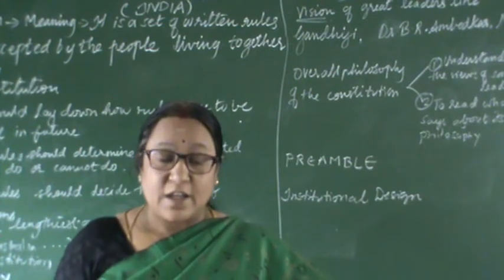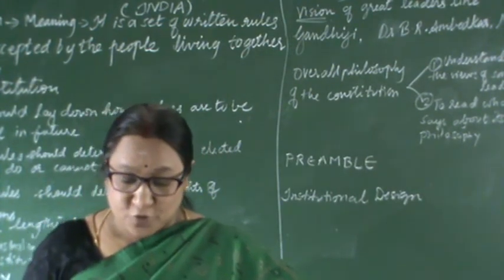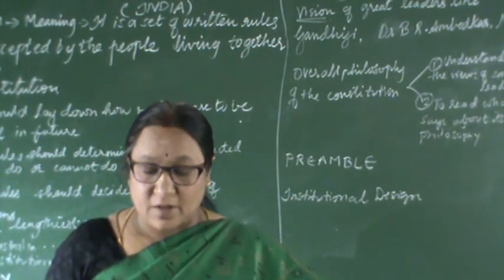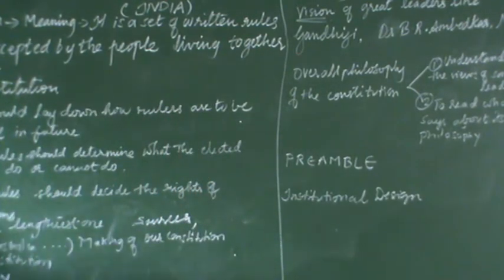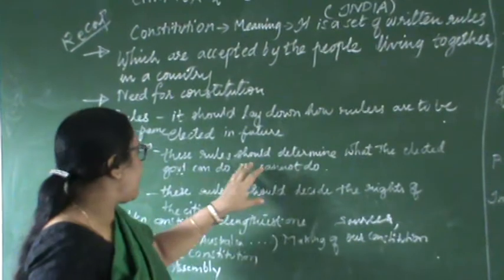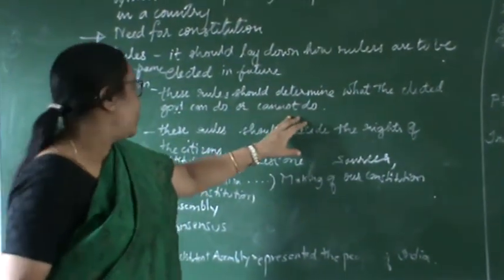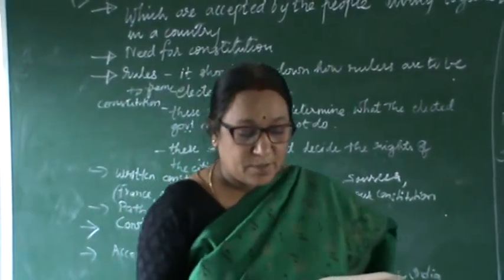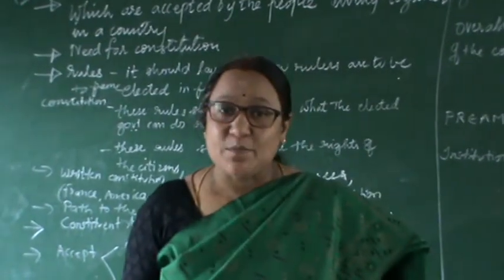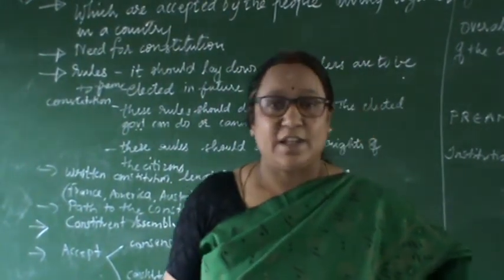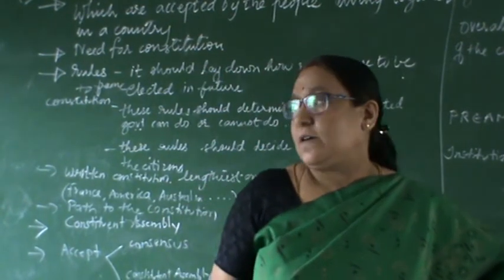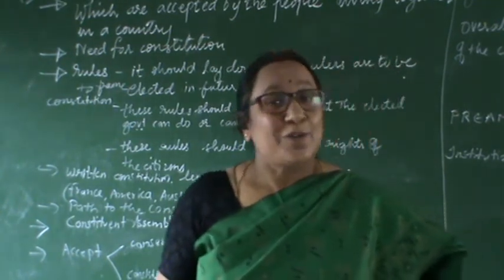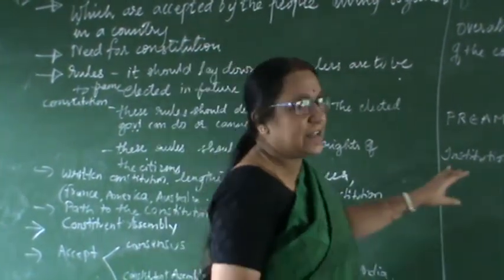Like any constitution, it lays down a procedure for choosing persons to govern the country. It defines how much power to take which decisions. I told you, while framing the constitution, what are the rules? One is, these rules should determine what the elected government can do and cannot do. These rules should decide the rights of the citizens. Now, it puts a limit on what the government can do by providing some rights to the citizens that cannot be violated. For example, the fundamental rights. You have a right to constitutional remedies. If your fundamental right is encroached upon, then you can approach the court of law. This is what our institutional design deals with.